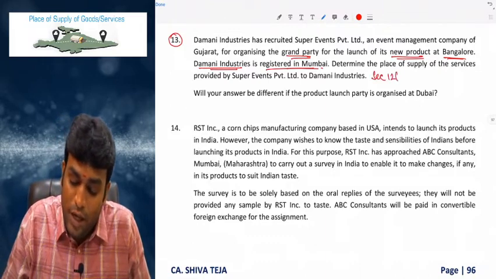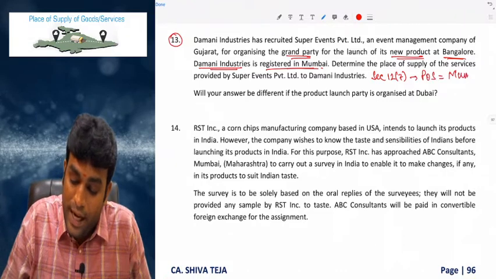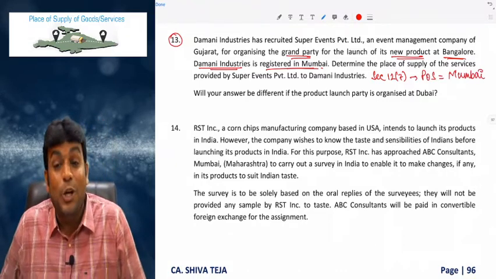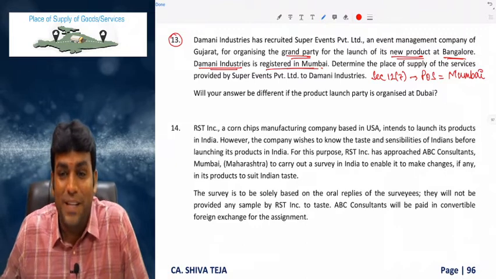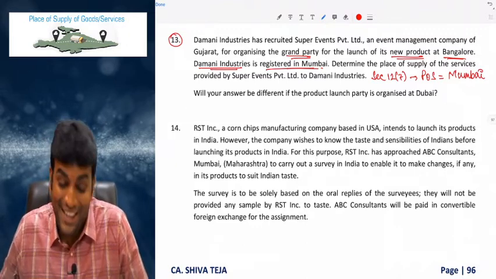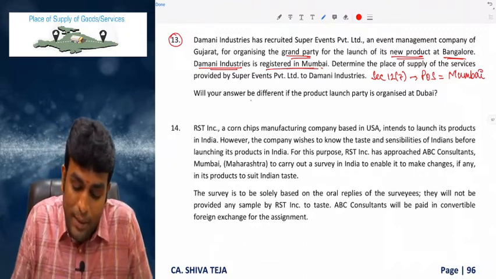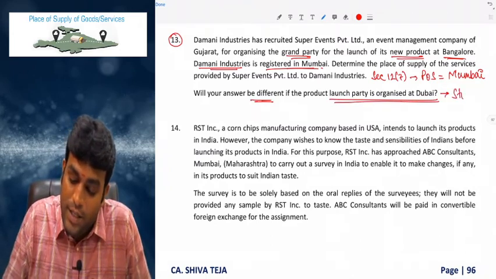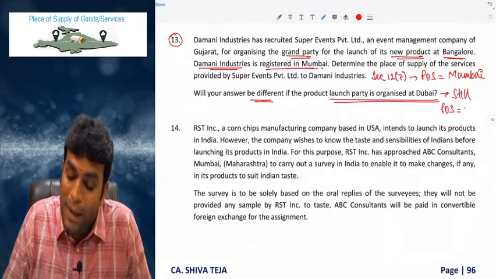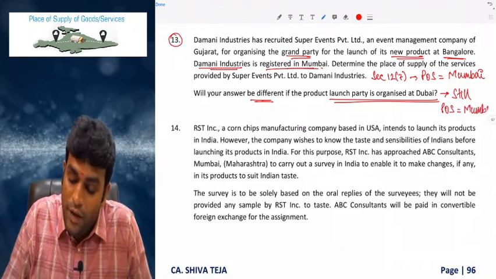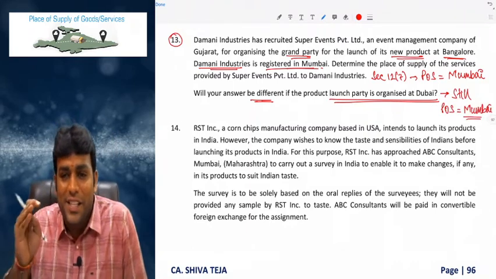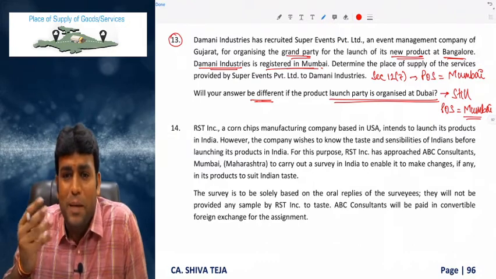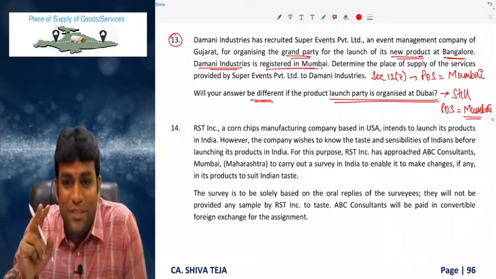Without any second thought, as per section 12.7, place of supply is directly Mumbai, because under 12.7, if the receiver is a registered person, it is the location of such person. Will your answer be different if the product launch party is organized in Dubai? Still, POS is Mumbai only, because if the receiver is a registered person, then place of supply is always the location of such person.